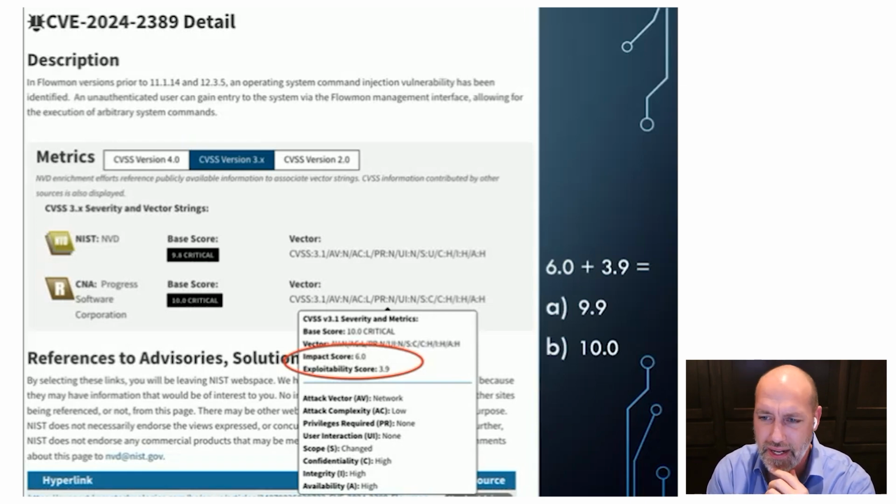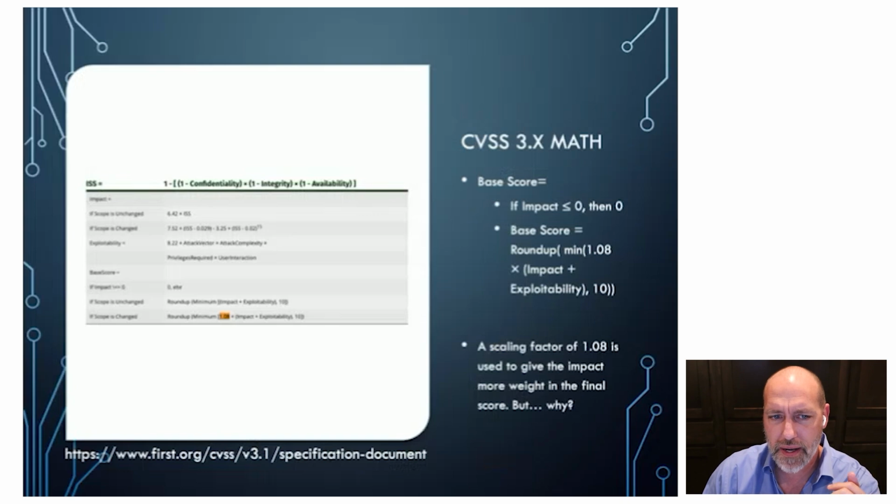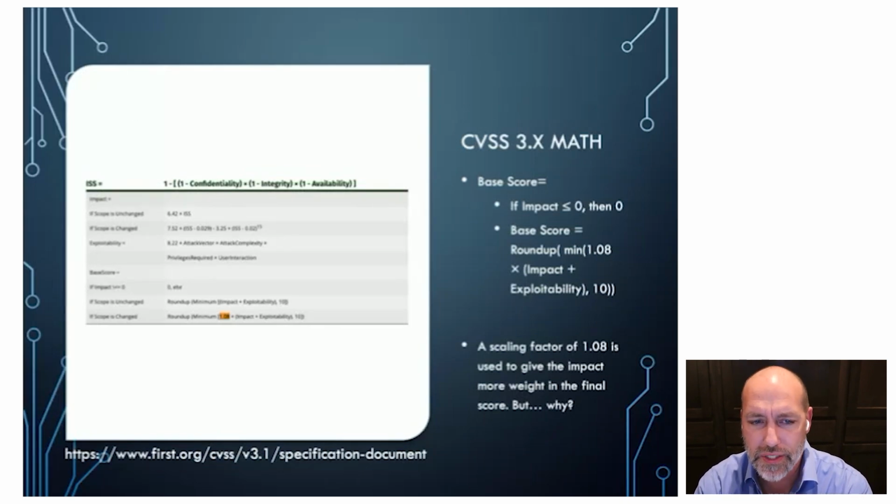Like, I don't understand. It's 9.9. So what is going on? Well, what's going on is there is a thing called CVSS math, which you have to kind of familiarize yourself with. So firstly, if the impact score is less than or equal to 0, then it's 0, which is weird because you'd think it would just be 0, but whatever. Like, how can you get an impact score of a negative number? But apparently that's possible.